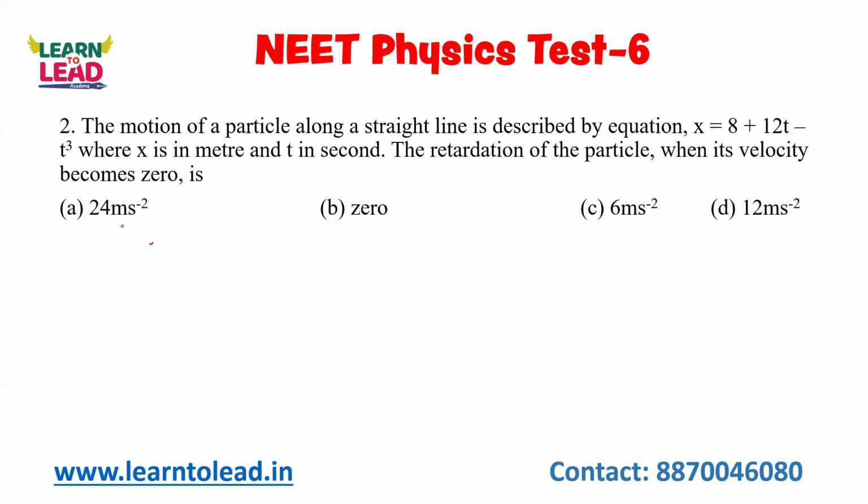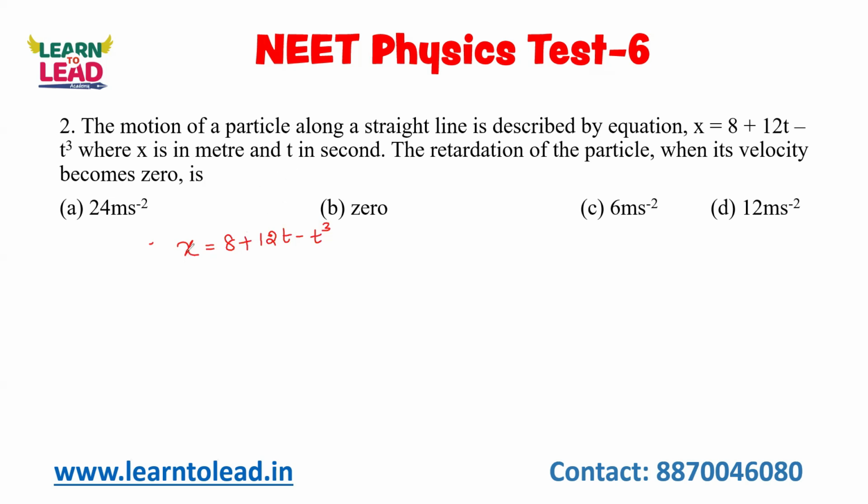Now, the motion of a particle along a straight line is described by the equation x is equal to 8 plus 12t minus t cube, where x is in meter and t is in second. What is the retardation of the particle when its velocity becomes 0? Retardation is nothing but negative acceleration. Here they have given the equation for displacement. The displacement is given as 8 plus 12t minus t cube.